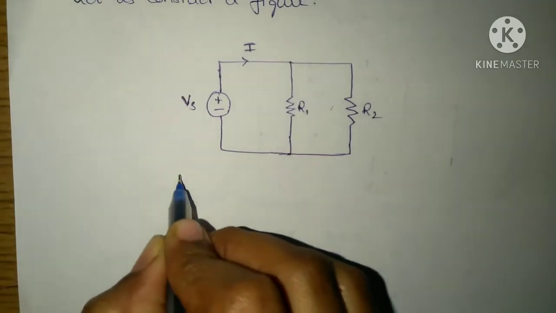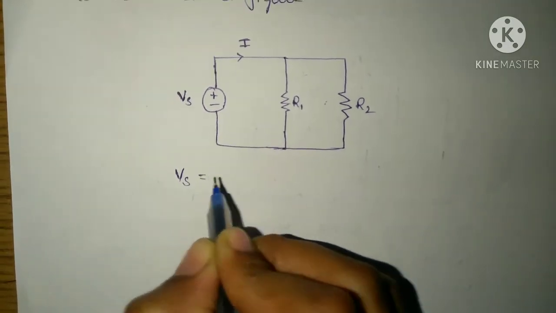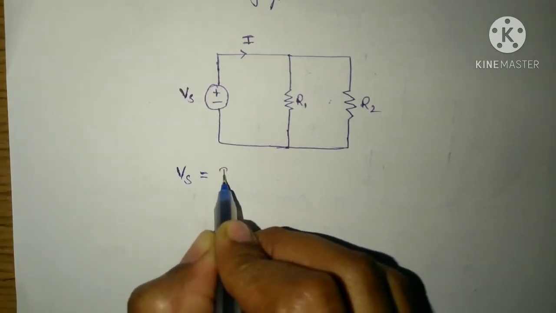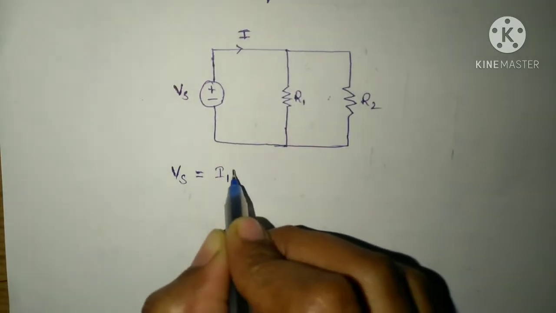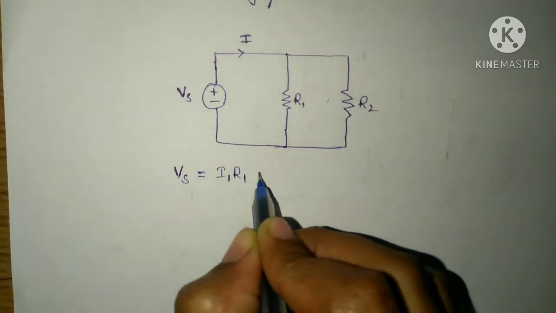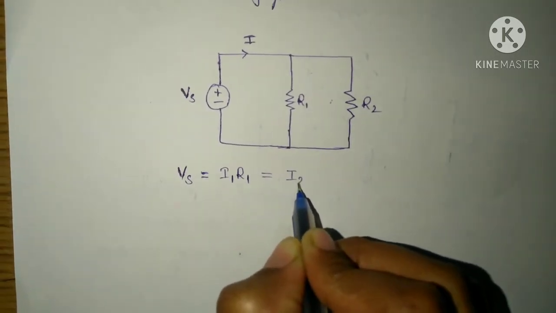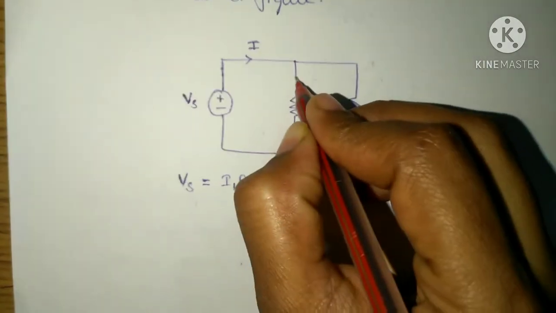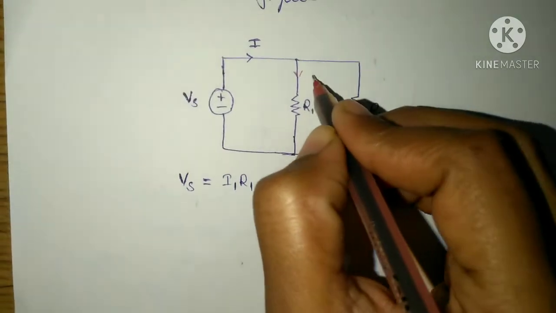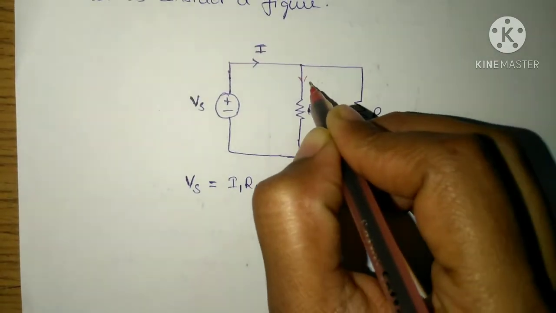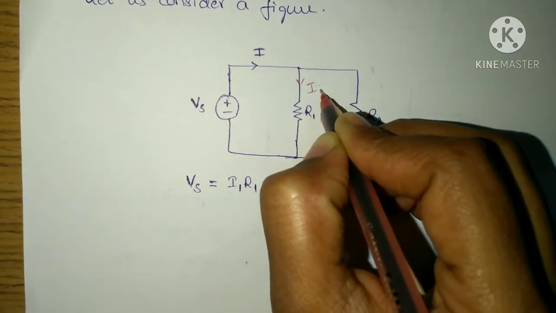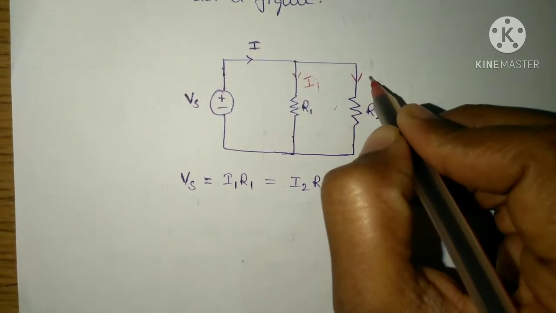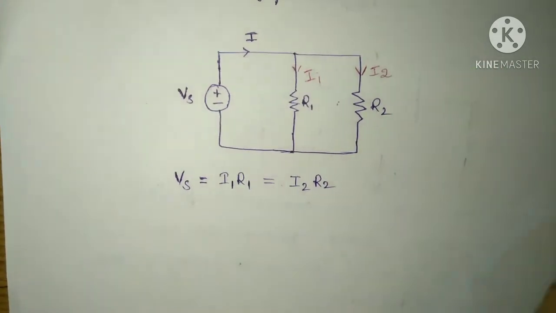Here we can write V of S is equal to I1 into R1, which is equal to I2 into R2. Let us indicate the current passing through the resistor R1 as I1 and the current passing through the R2 resistor as I2.